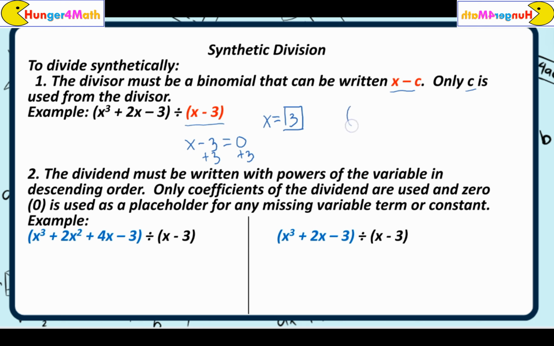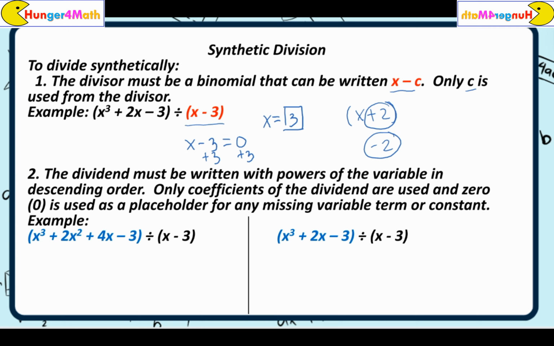Same way if we have x plus 2. In shortcut, you can just get the inverse of plus 2, and that is minus 2. So that's how we get the divisor in dividing synthetically.